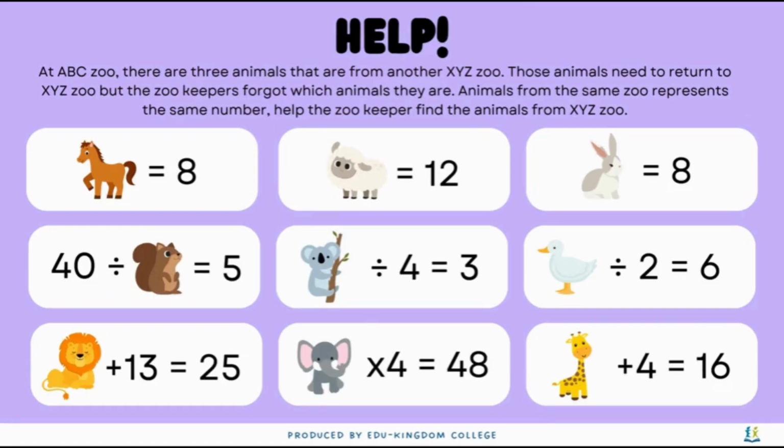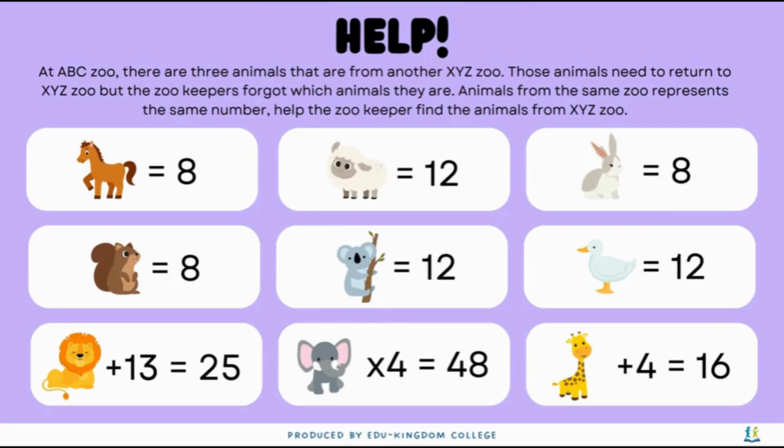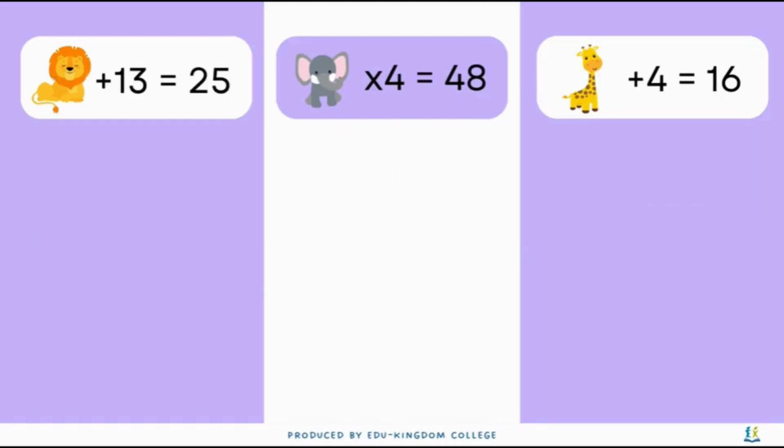Now that we have sorted out the second row, we're starting to have an idea of what the two numbers are going to be. So whether it's the ABC zoo or XYZ zoo, it will be either 8 or 12.